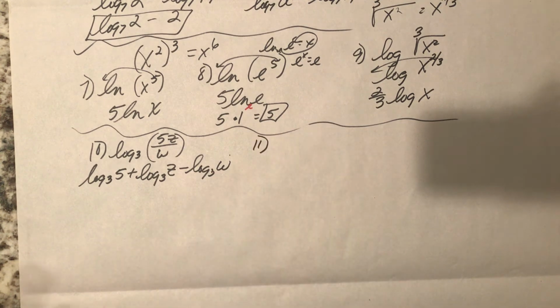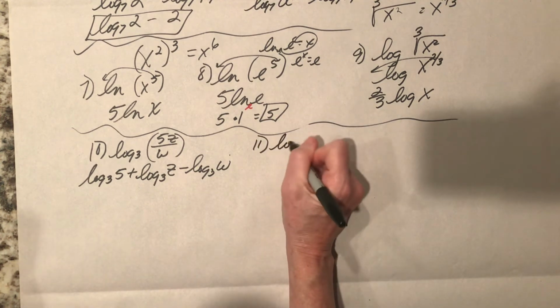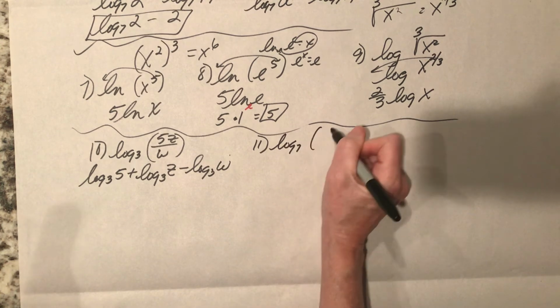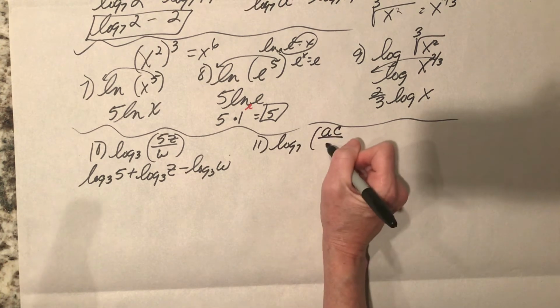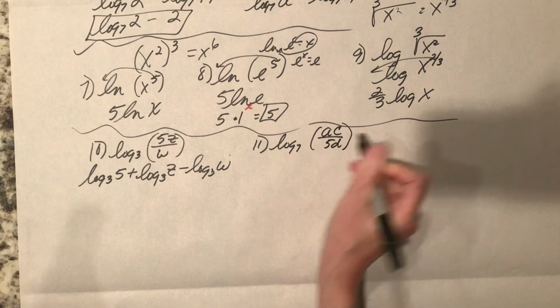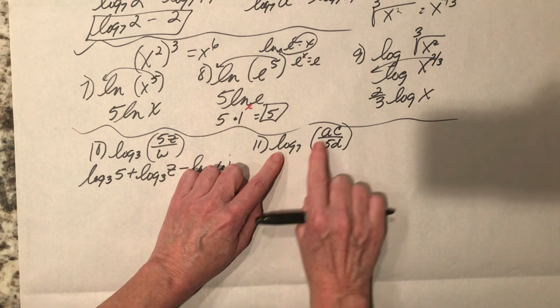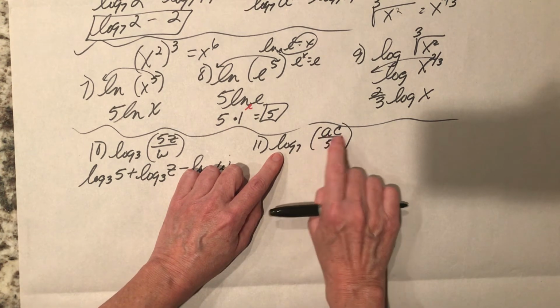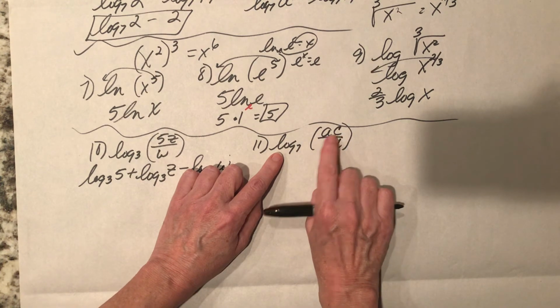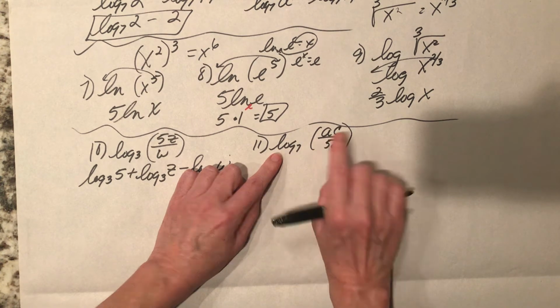Number 11, we're looking at log base 7 of AC over 5D. Okay? This is not going to get super complicated. This is very simple. This is going to be log base 7 of A. Then let's bring along C. So it'll be plus log base 7 of C.